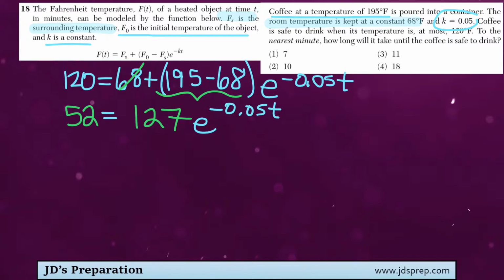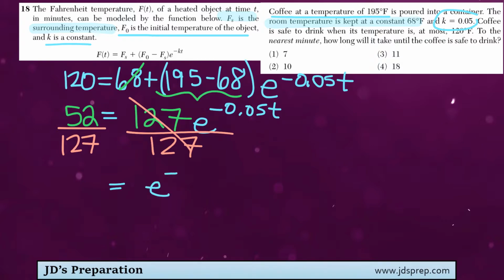Awesome. Okay, next thing we're going to want to do is divide both sides of the equation by 127, and that will simplify this a little bit more, so that now all we'll have left on the right side is e to the power of negative 0.05t. And you know what, on the left side, I'm actually just going to keep it as this fraction instead of dividing it and getting some crazy decimal.